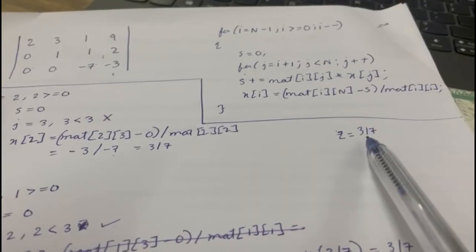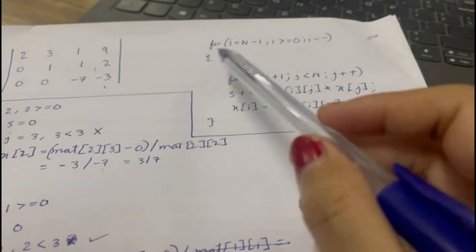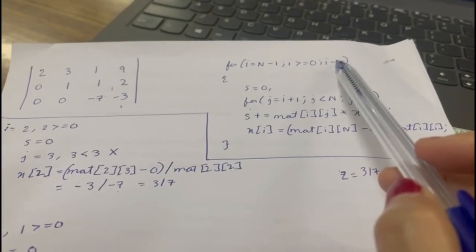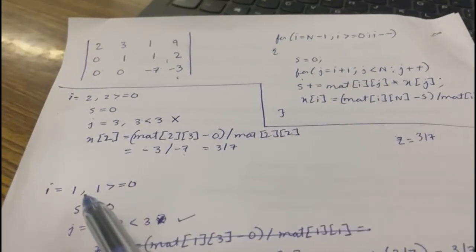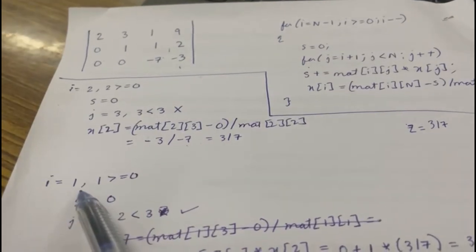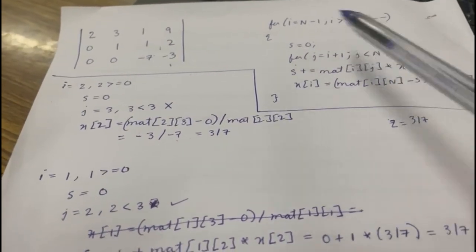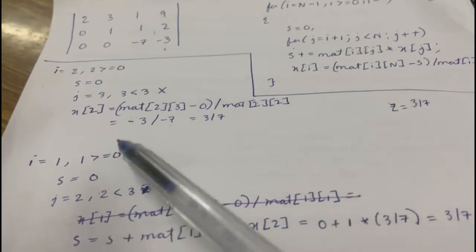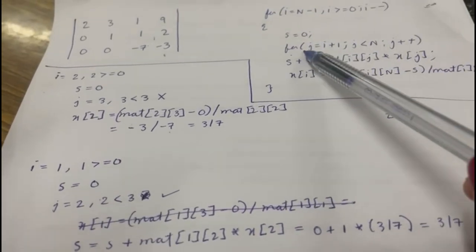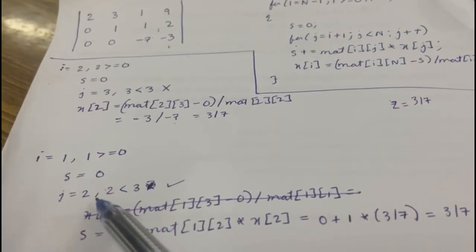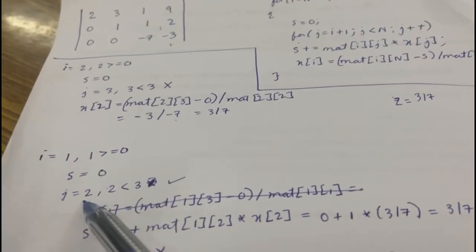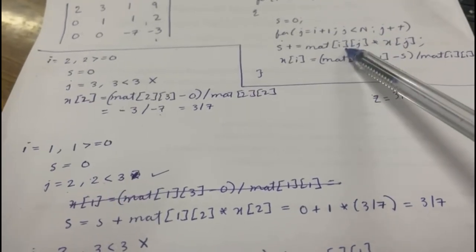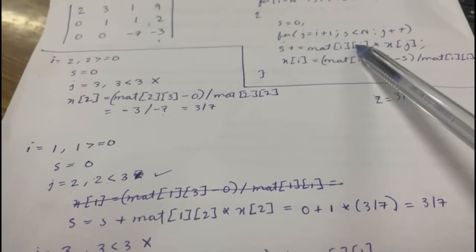After getting this value, it means we have completed loop 1. Now we will update the value of i. We need to decrement the value of i. I was 2, so now it is 1. Now 1 is greater than or equal to 0, true, so we are entering the loop. Again we are making s equal to 0. Now again we are going to start this loop. j equal to i plus 1, so j equal to 2. Now 2 is less than 3, right? 2 is less than 3, so we are going to enter this loop.